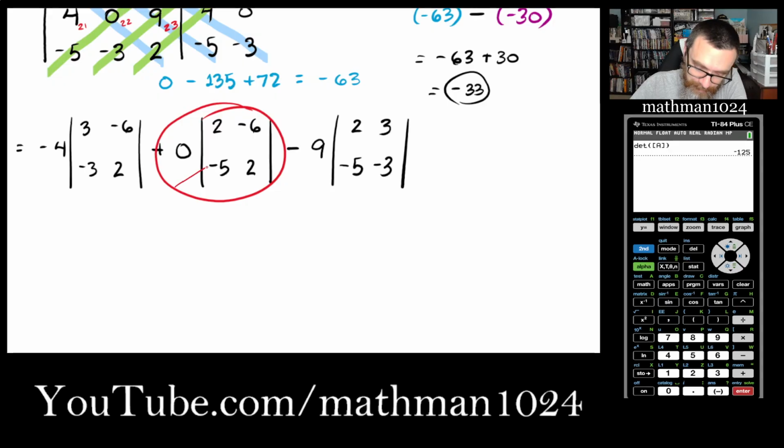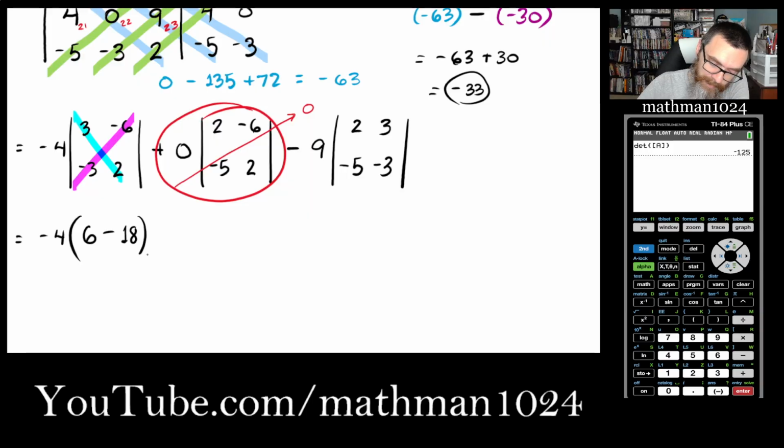All of this is just going to give me 0. So I don't need to worry about what is the determinant of that. This is 0. So I'm going to have negative 4 times, let's see, that guy's going to give me 6 minus this guy, so that's 18. Then we have minus 9 times, this diagonal is negative 6. This diagonal is minus 15, so it's going to be plus 15.